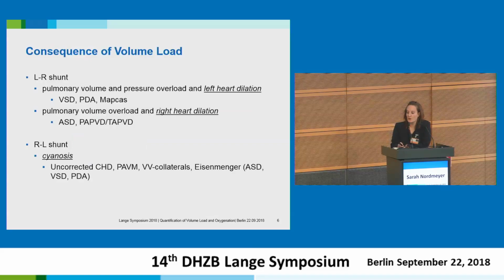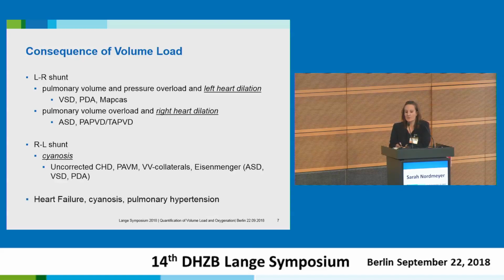So the consequences of volume load, we haven't heard about it yet, but just in general, we have the left to right shunt, which is actually either promoting pulmonary volume and pressure overload and left heart dilation, or pulmonary volume overload and right heart dilation. Then we have the right to left shunt with the clinical sign of cyanosis in uncorrected congenital heart disease, arteriovenous malformations, veno-venous collaterals, or Eisenmenger syndrome.